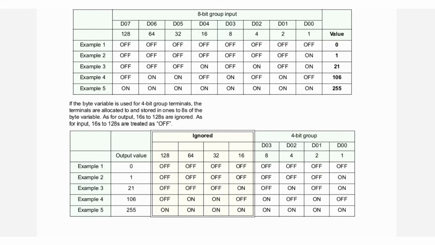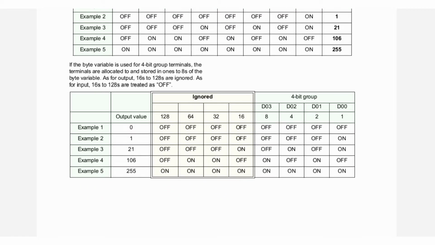If the byte variable is used for 4-bit group terminals, the terminals are allocated to and stored in bits 1 to 8 of the byte variable. As for output, bits 16 to 128 are ignored. As for input, bits 16 to 128 are treated as off. The second table shows the ignored 4-bit group.